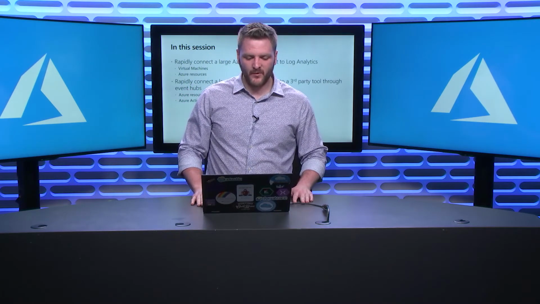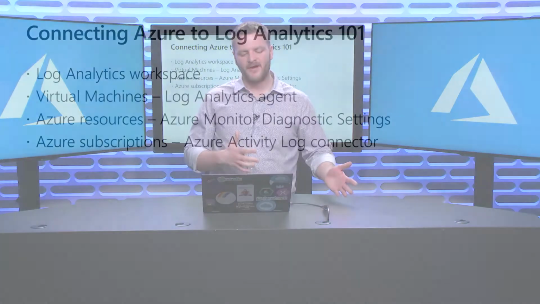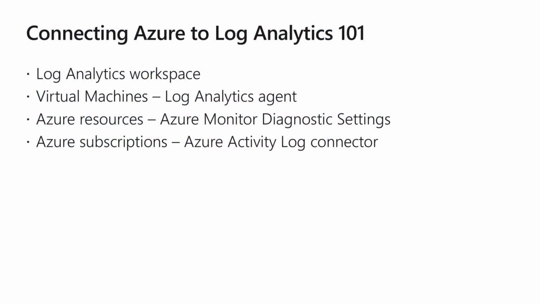So what we'll show you first is a little bit about how to connect this data into Azure Log Analytics. Log Analytics really revolves around this concept of a workspace. This is kind of the container or the database that all of your logs are going to go into. So before you even get started here, make sure that you've gone into the Azure portal and created a Log Analytics workspace. Once you've got that workspace, the resource ID to your workspace is what we're going to use to set up a variety of sources to send data in.